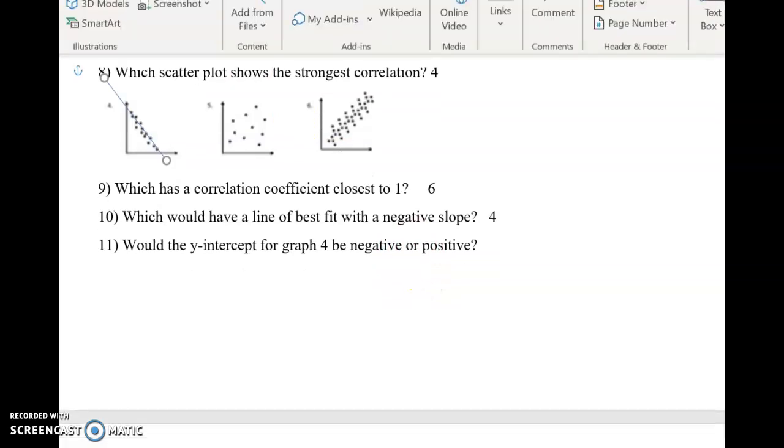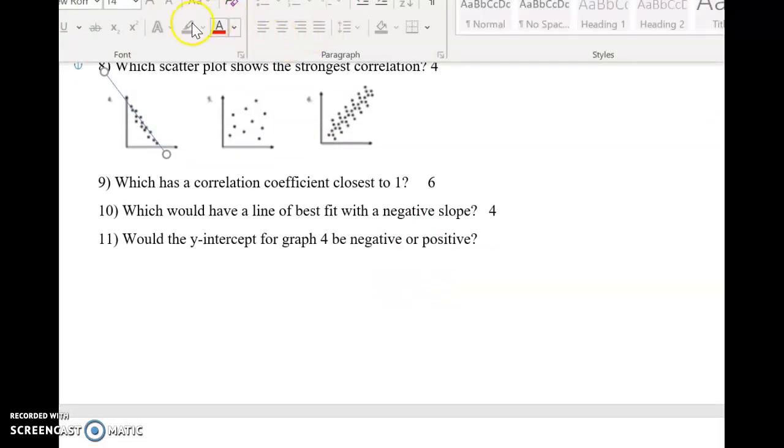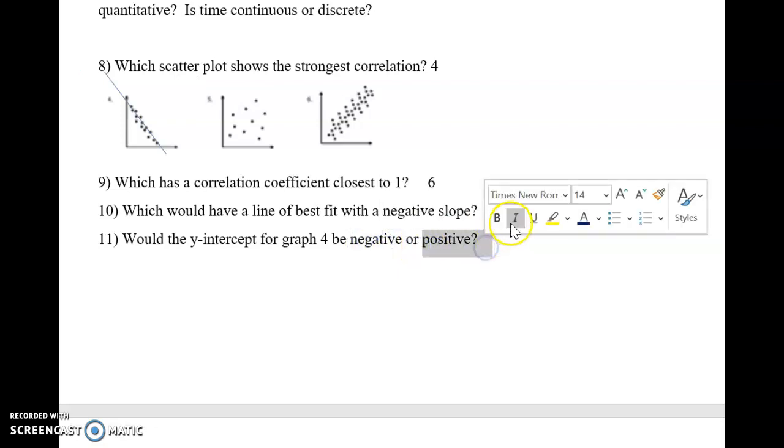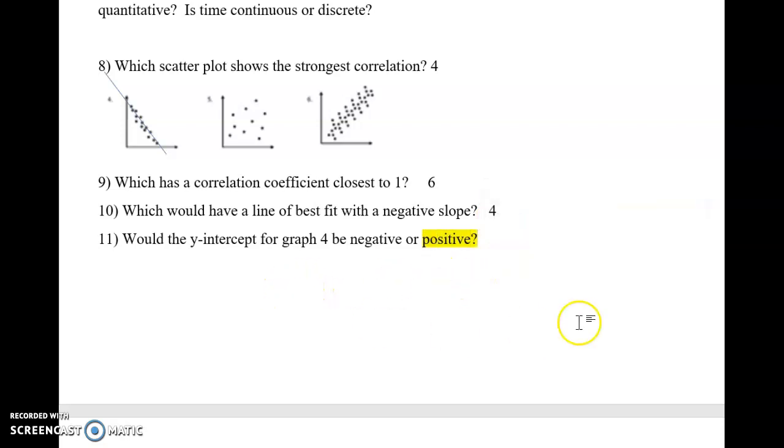So I like my little highlighter here. Let me get that back. Won't let me. Well, okay, we'll just make it bold. It would be a positive. Oh, there's my highlighter. Positive. Okay.